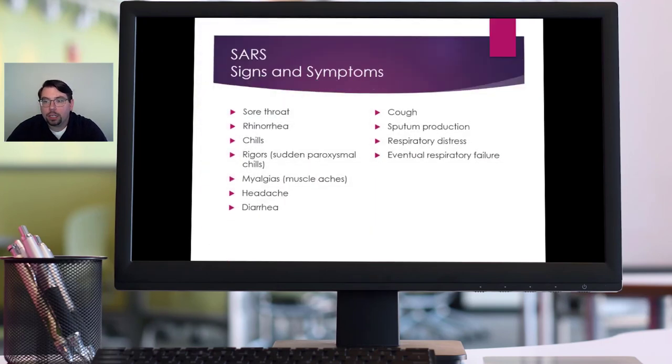Most of the symptoms you'll see with SARS are going to be common symptoms: sore throat, runny nose, chills. You may see what are referred to as rigors, which are sudden, severe chills, muscle aches, headaches, diarrhea, cough, sputum production, respiratory distress, and eventually respiratory failure if left untreated.